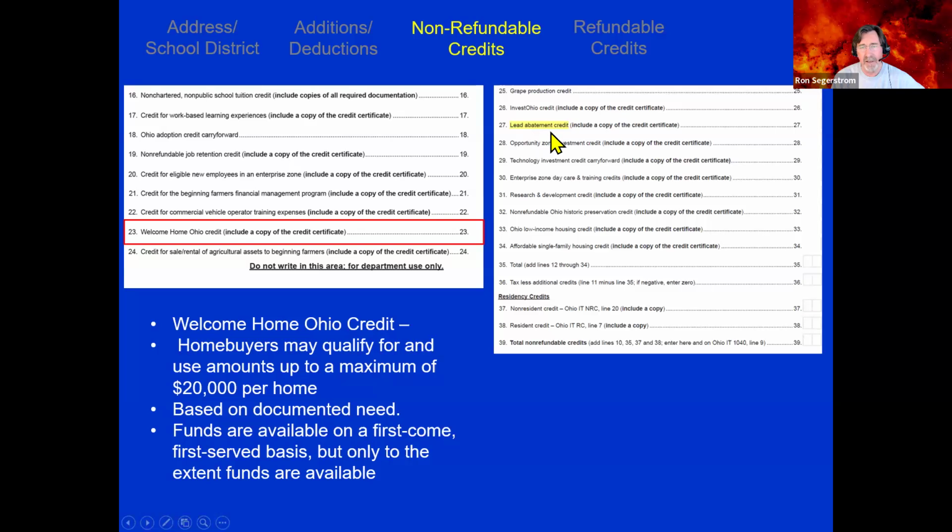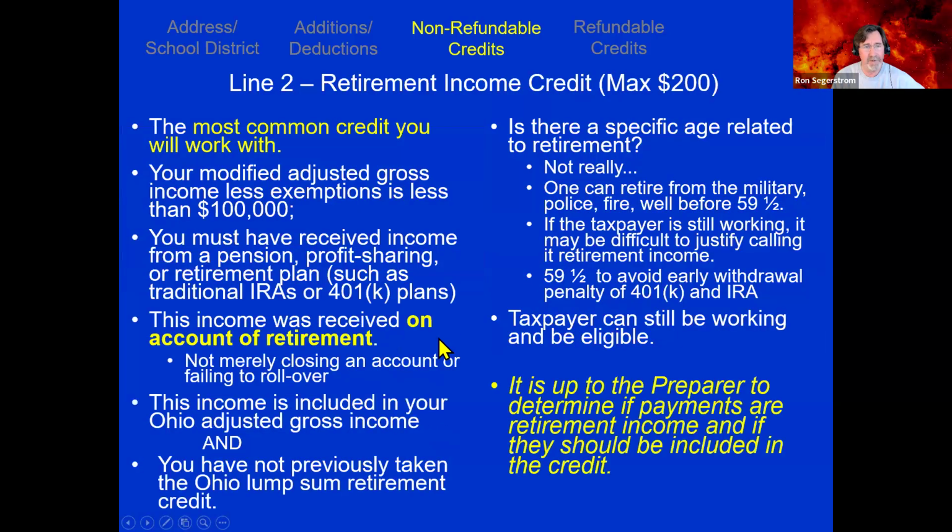Another one is the lead abatement credit. We may come across that if somebody has an older home they're fixing up or something. That's all I could think of.